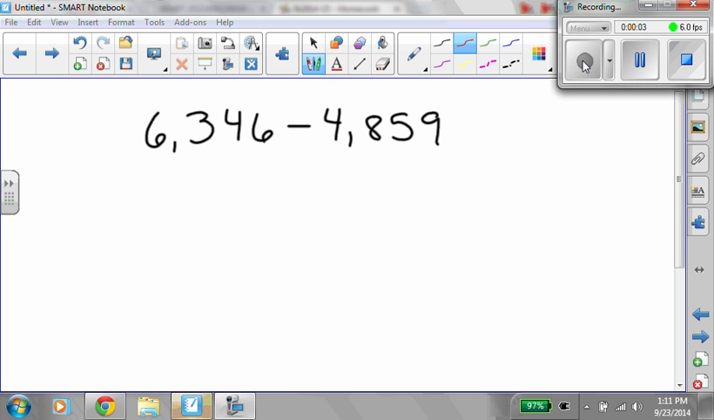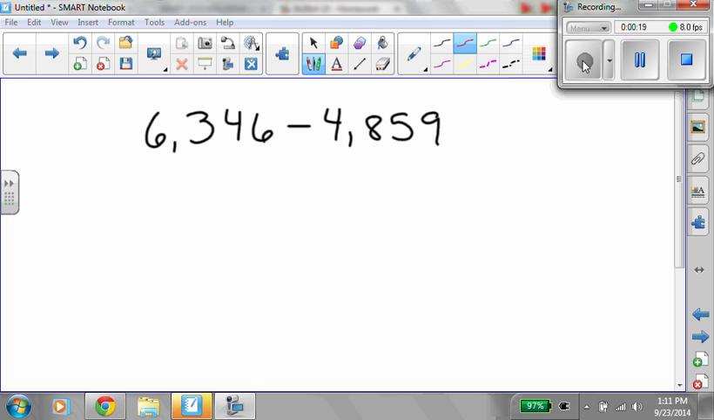We're going to go over the answers for your homework for tonight, September 23rd, and you are going to be estimating using subtraction with front-end estimation with adjustment. So here's our first problem, 6,346 minus 4,859.